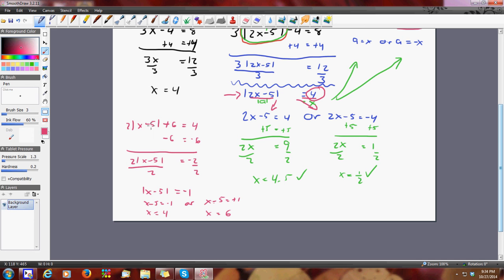Plug 4 in, you're going to get 4 minus 5, which is negative 1, which is positive 1. 2 times 1 is 2, plus 6 is 8. That doesn't work. And if you plug 6 in, you're going to get 1. 2 times 1 is 2, plus 6 is 8, and that doesn't work. And that should not be a surprise because you cannot have the absolute value equal to a negative number.